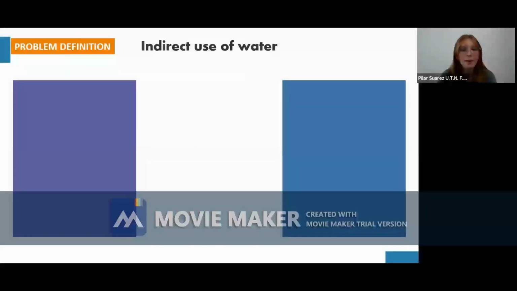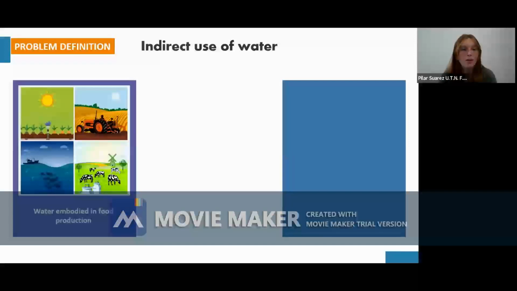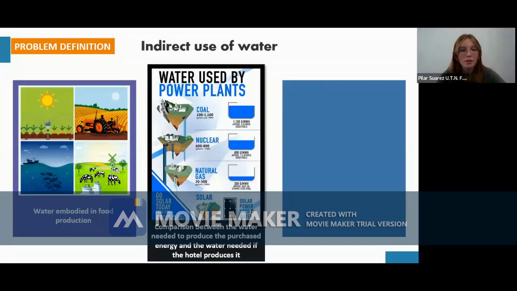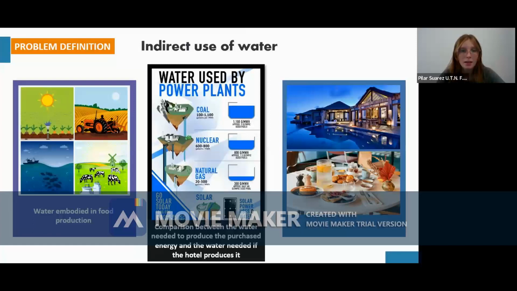Bueno, as my partner said, the indirect use of water is composed of the water embodied in food production. The production of food needs a lot of water. It is estimated that to support a human diet ranges from 2,000 to 5,000 liters per person per day of water.